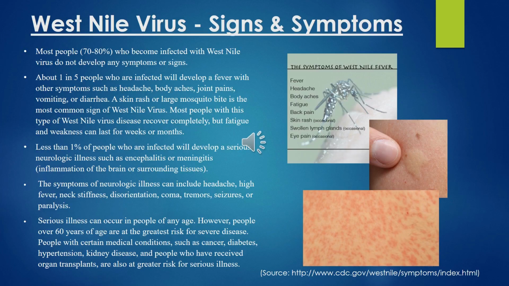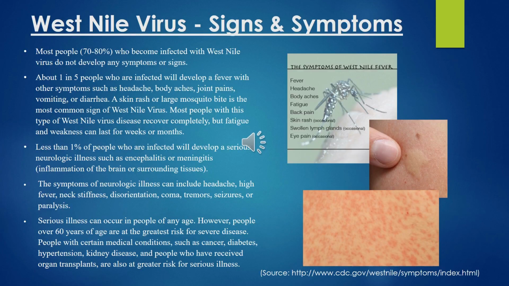Now, most people, about 70 to 80% who become infected with the West Nile virus, do not develop any symptoms or signs. About 1 in 5 people who are infected will develop a fever with other symptoms such as headache, body aches, joint pains, vomiting, or diarrhea. A skin rash or large mosquito bite is the most common sign of the West Nile virus. On this slide, I have included a couple of pictures of what the bite or rash may look like.